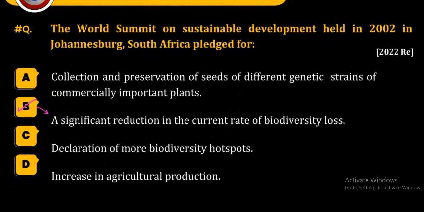World Summit on Sustainable Development held in 2002 in Johannesburg, South Africa pledged for. Option B is correct. A significant reduction in the current rate of biodiversity loss.